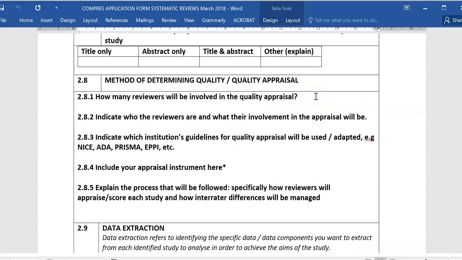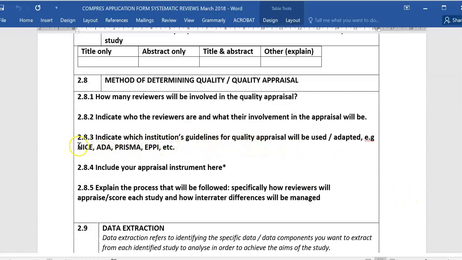Then there must be a quality appraisal. Quality appraisal means you have to have a method for establishing the quality of the articles that you have. Not all articles are good and should be included. Some articles must be excluded because they are not good, or they contain insufficient evidence, or whatever. So there are some standardized quality appraisal tools available, and these are regulated by different institutions.